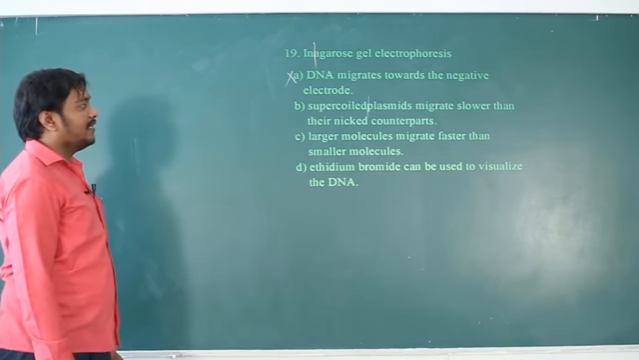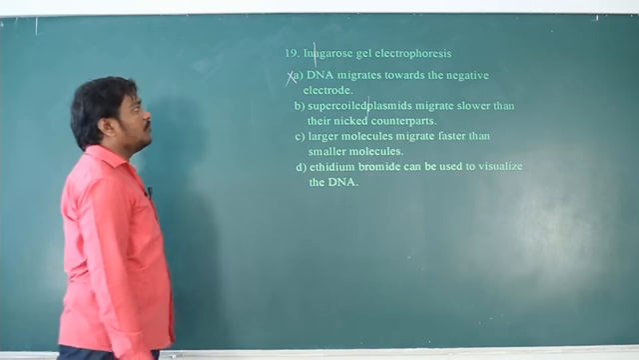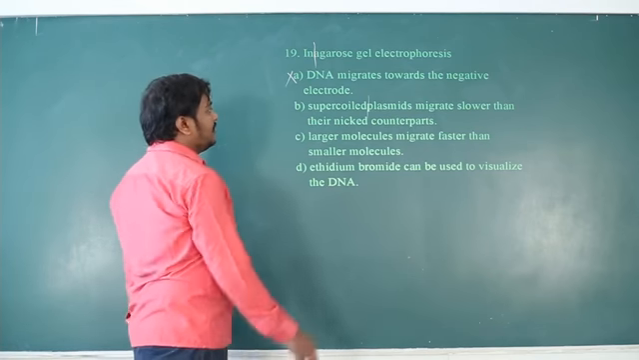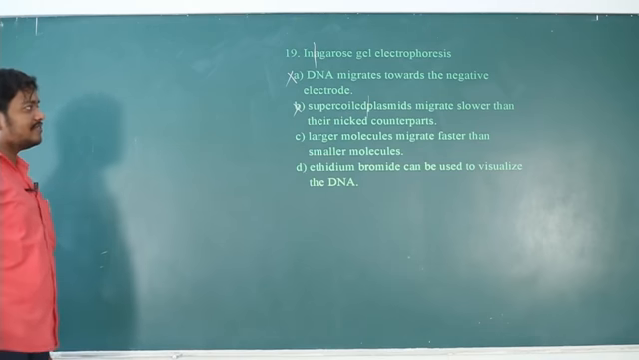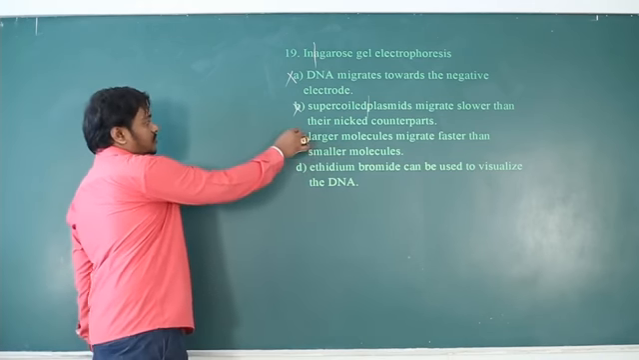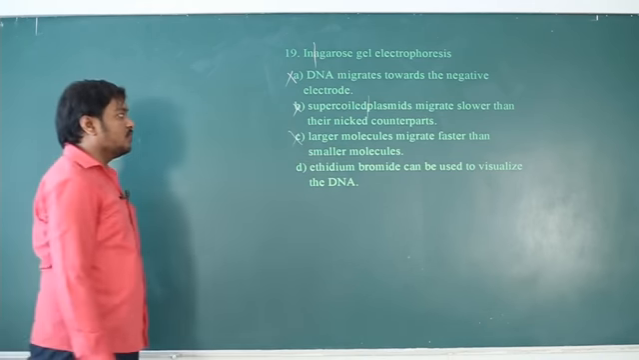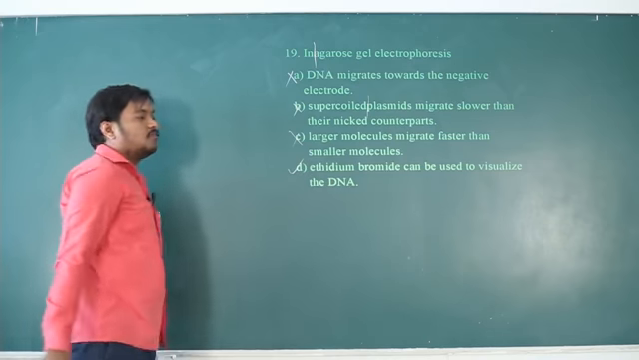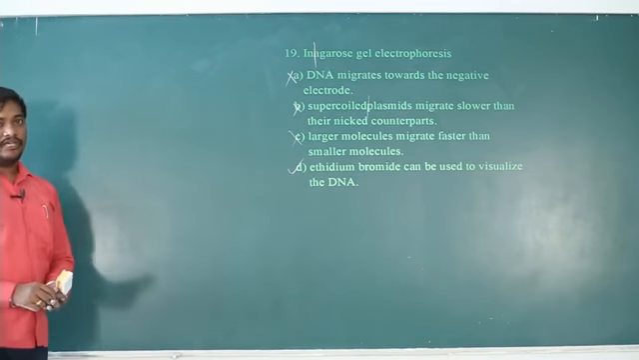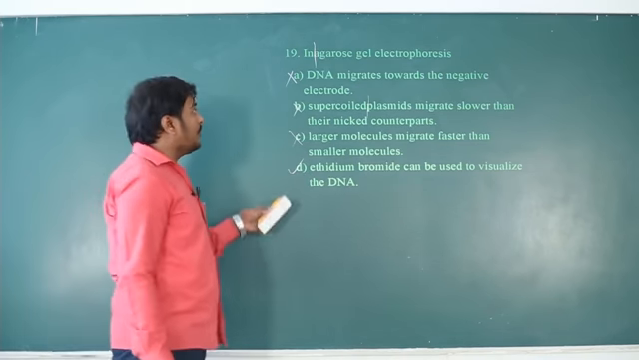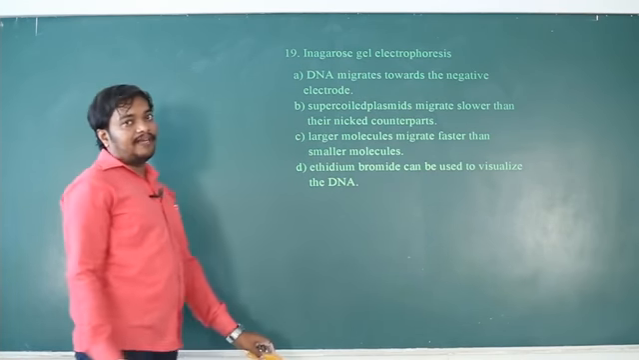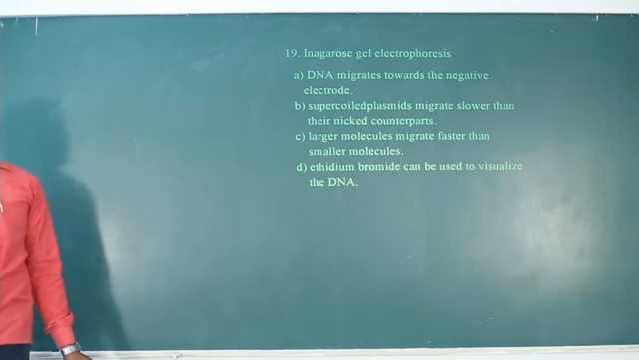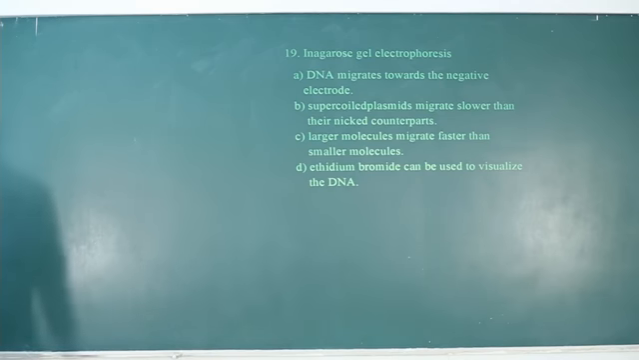Then ethidium bromide can be used to visualize the DNA. Okay, so supercoiled plasmids migrate slower than nicked counterparts. It is not the right one. Larger molecules migrate faster than smaller molecules, it is also not. Then ethidium bromide can be used to visualize the DNA, so this is the right one. Ethidium bromide is a stain used to visualize the DNA during electrophoresis. When you visualize it under UV light, it appears pink or orange or a little red color. Okay, so that's it.